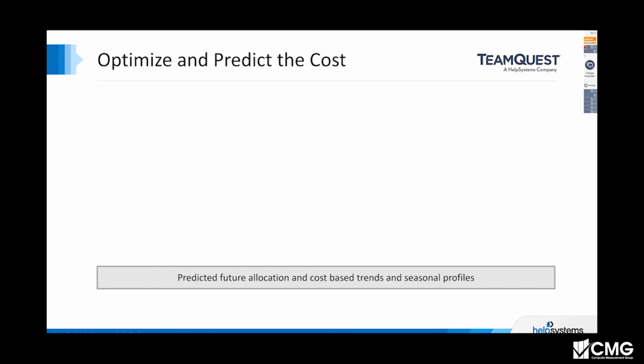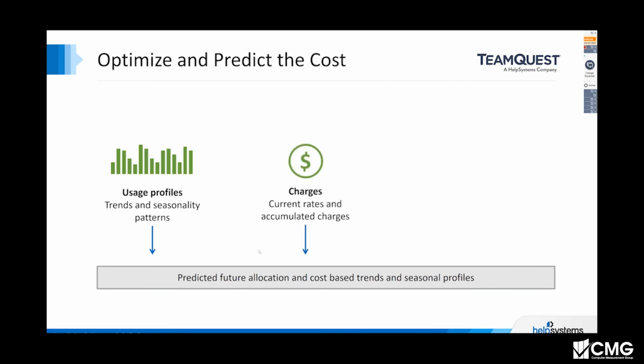So how do we do this conceptually? The goal is to predict future allocation and cost based on trends and seasonal profiles. So you need data about usage profiles, you need trends and seasonality patterns, as we said before. You need to store data about how many instances are being allocated during a specific phase of a business cycle, how that looks from month to month or week to week, and what the trend is, et cetera. So understanding what the usage profiles and the business cycles are.